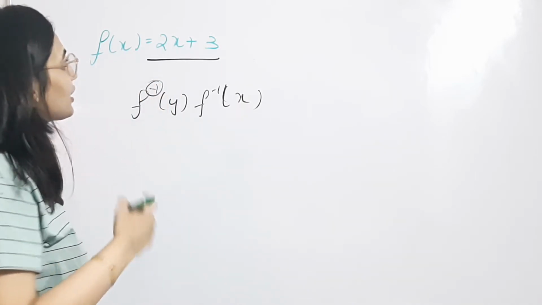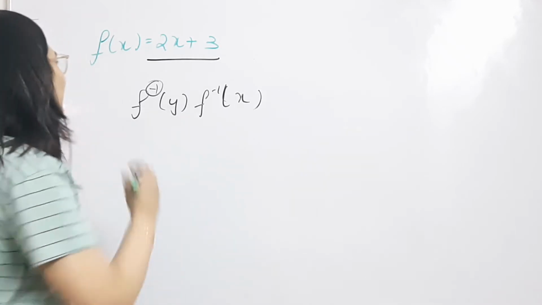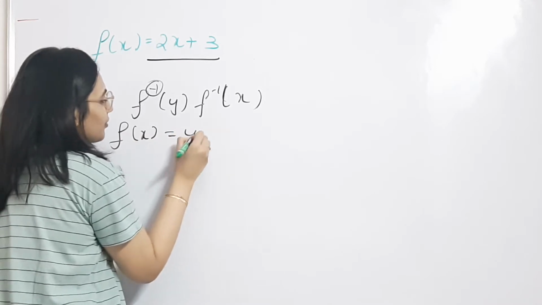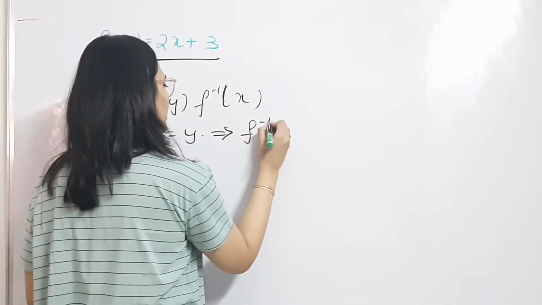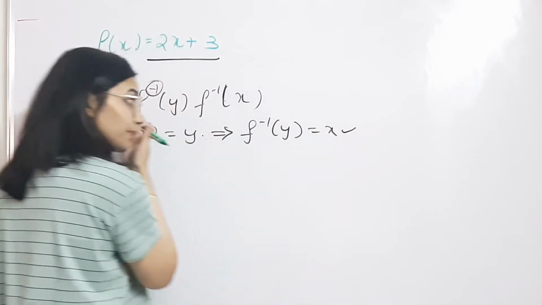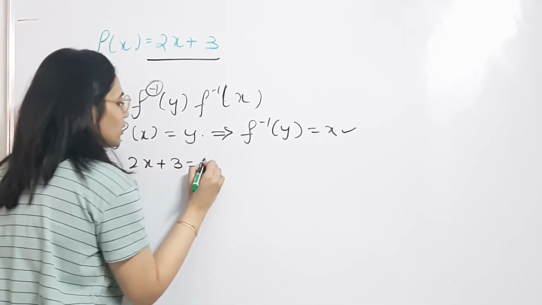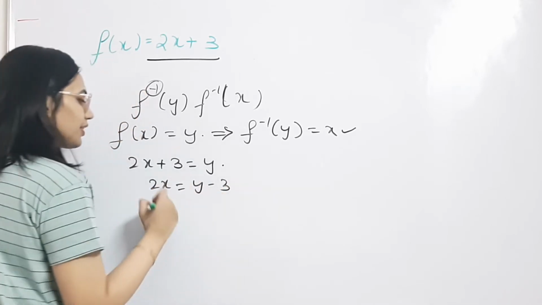So how do you find the inverse of the function f of x is equal to 2x plus 3? You'll just say that, assume f of x is equal to y. Okay. And from here, can you not say that f inverse of y is equal to x? Just put this in order. Now, 2x plus 3 is f of x. This is equal to y. So, simplify in terms of y.